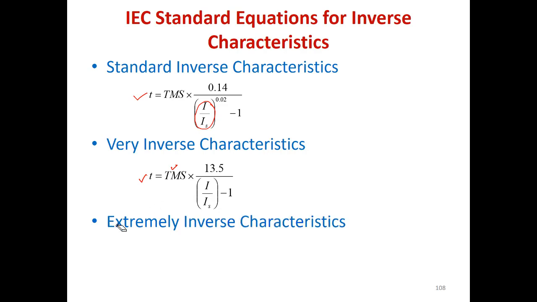Then the extremely inverse characteristic. For the extremely inverse characteristic, the equation is also similar, but the power and the coefficients are different: TMS into 80 divided by (I by IS), that is PSM, to the power 2 minus 1. So we can see the change in the coefficients, or the constants, and also the change in the power here, here and here, right? Therefore we can say that these standards are very much in use by relay manufacturers and relay users.